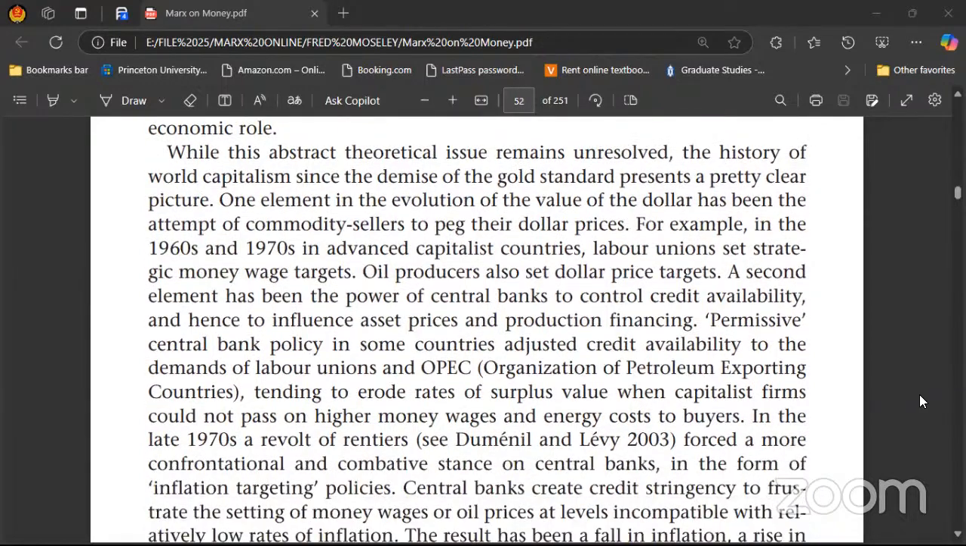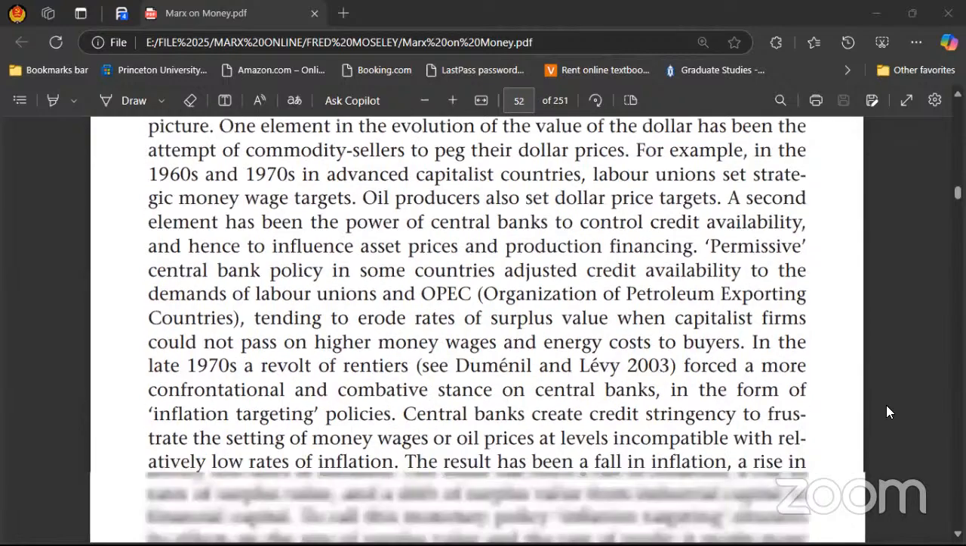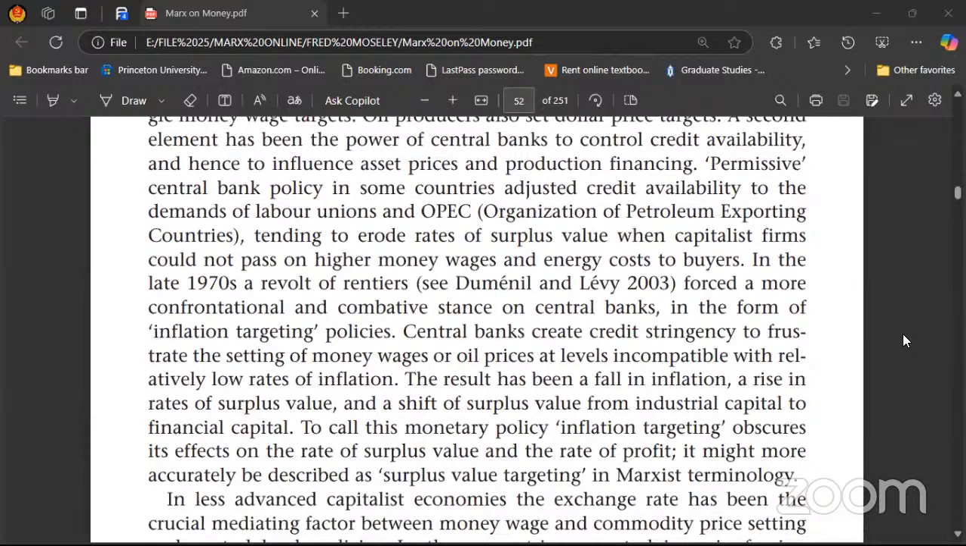OPEC tended to erode rates of surplus value when capitalist firms could not pass on higher money wages and energy costs to buyers. In the late 1970s, a revolt of rentiers, see Duménil and Lévy's book of 2003, forced a more confrontational and combative stance on central banks in the form of inflation targeting policies. Central banks create credit stringency to frustrate the setting of money wages or oil prices at levels incompatible with relatively low rates of inflation. The result has been a fall in inflation, a rise in rates of surplus value, and a shift of surplus value from industrial capital to financial capital.